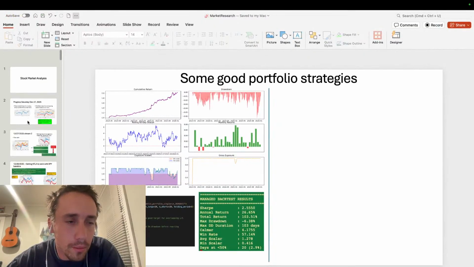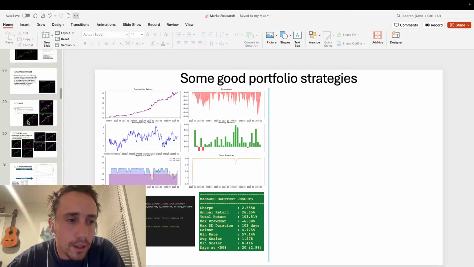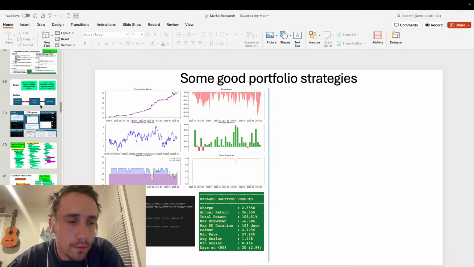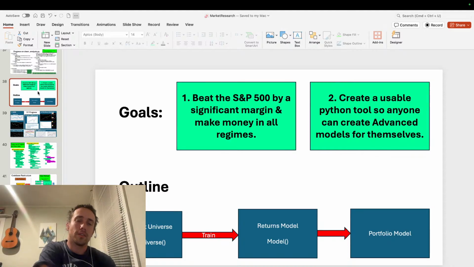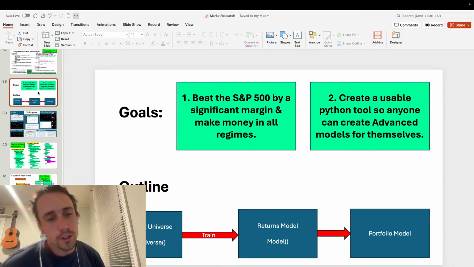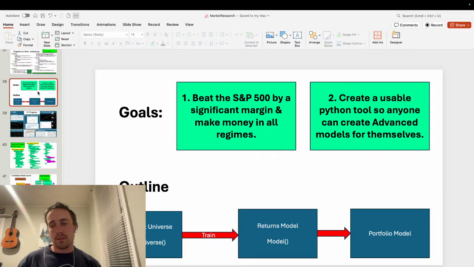Okay, so here's where I'm at. This is the general outline. So I have two goals. First goal is to beat the S&P by a significant margin and make money in all regimes. So I want to be getting several times higher than the S&P, 3, 4, 5 times as good as the market average.